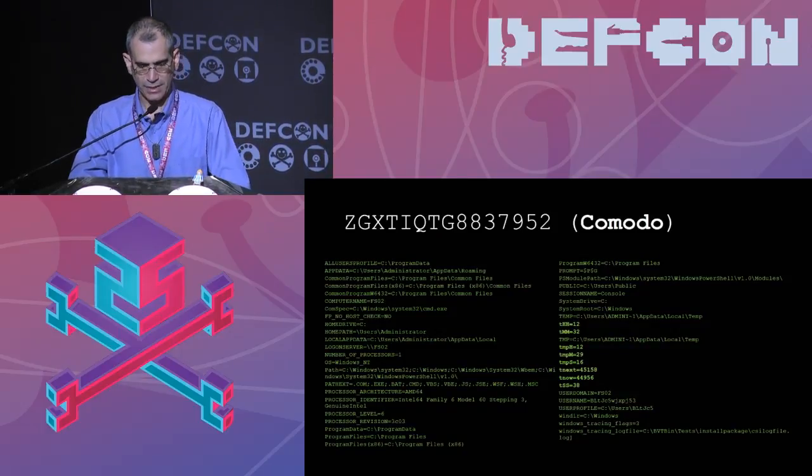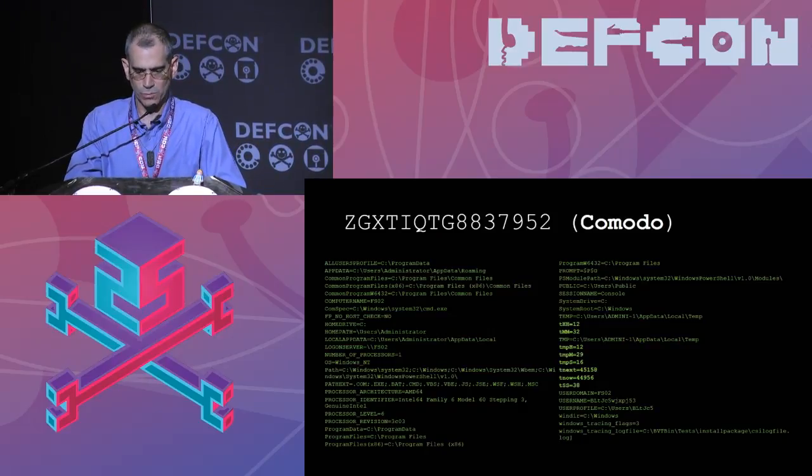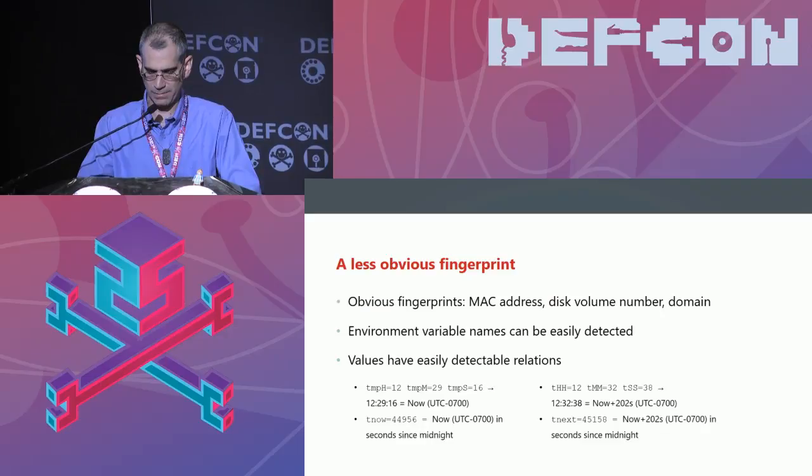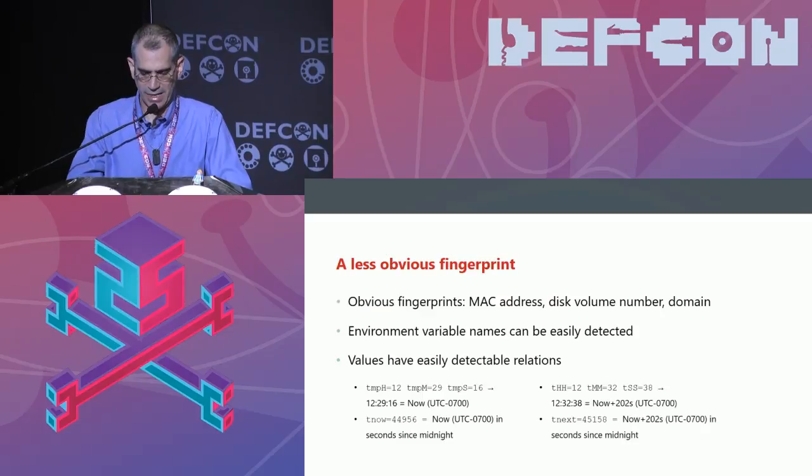And here's an example of the environment variables from a particular Komodo sandbox machine. This machine does not make any attempt to hide its MAC address, disk volume number, or domain, which remains static throughout multiple executions on that particular machine. But had it actually tried to randomize the MAC address, disk volume number, and domain, we'd still be able to detect it. How? Because we have environment variables that are interconnected, or that are related, for example, in this case.